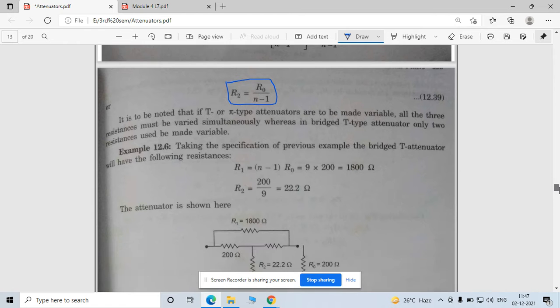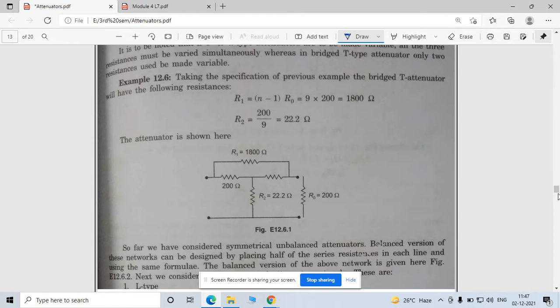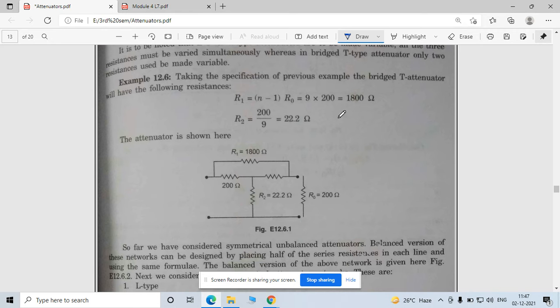The same way, on the basis of this, one example is also taken here. The value is the same. R naught is 200 ohm and n is 10. So put that value here and find this. R1 is nothing but your 1800 ohm and R2 is 22.2 ohm. Put that value in your main circuit and use that network as your bridge T type of attenuator.